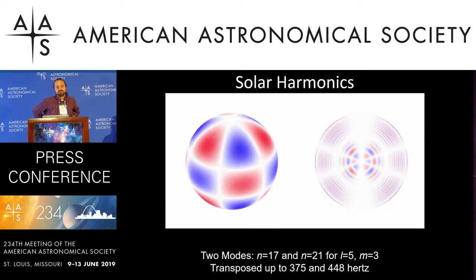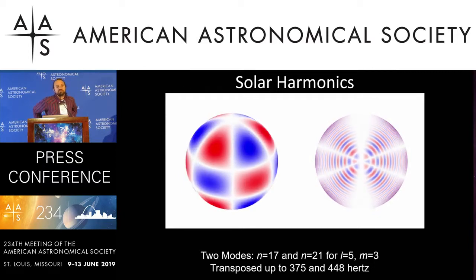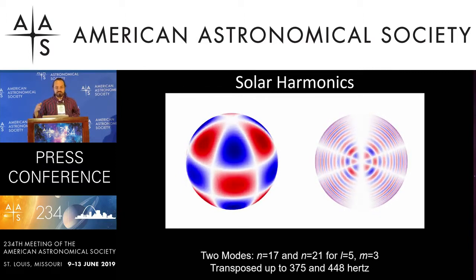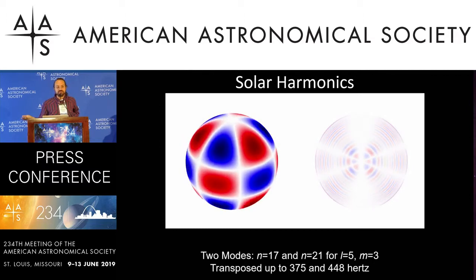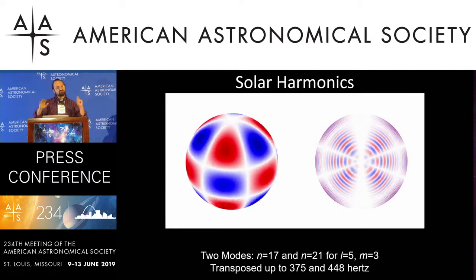And I just picked n equals 17 and 21. These have been transposed by a factor of 135,000, which brings them up to about 375 and 448 hertz. So just an example.